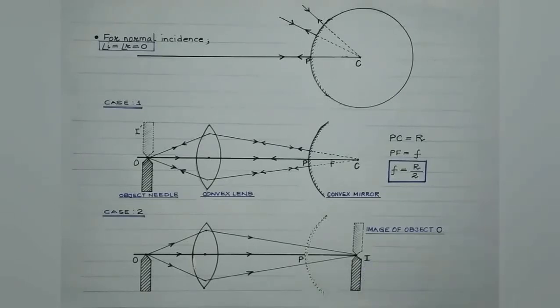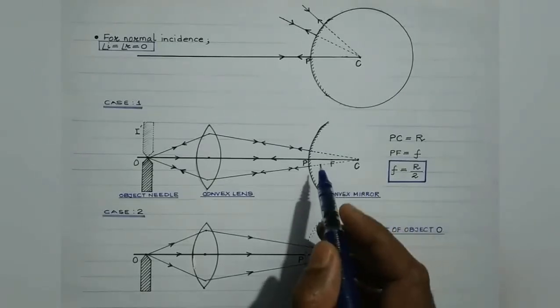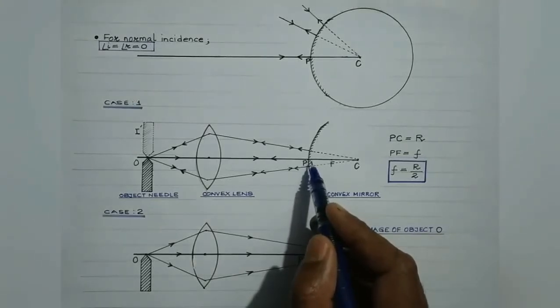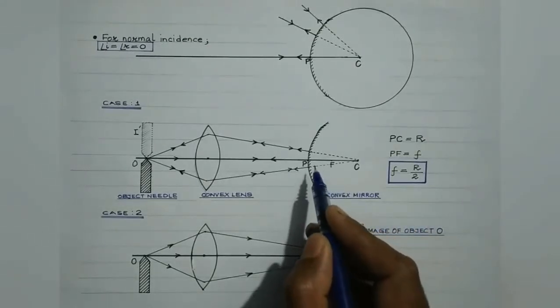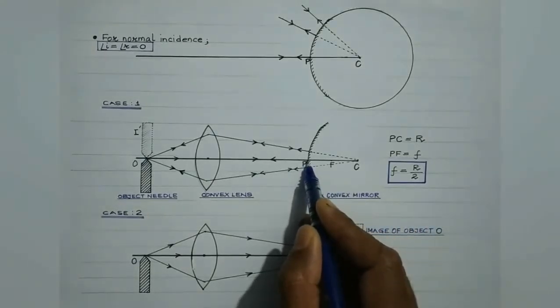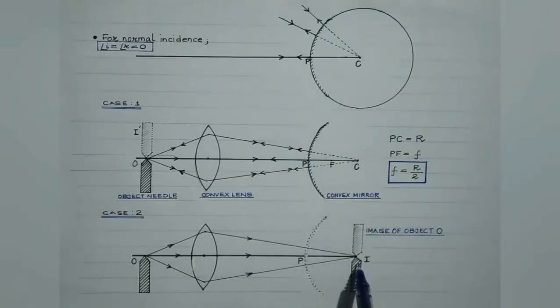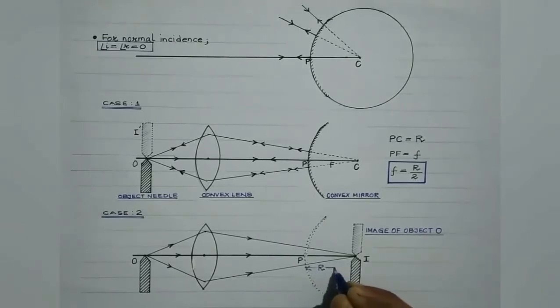Now, as per our observation, the position of the convex mirror was found to be at 50 centimeter, while the position of the image needle was at 8.5 centimeter. So by knowing the position of the convex mirror and the position of the image needle, this distance, it can be easily determined, and this will give us the value of the radius of curvature.